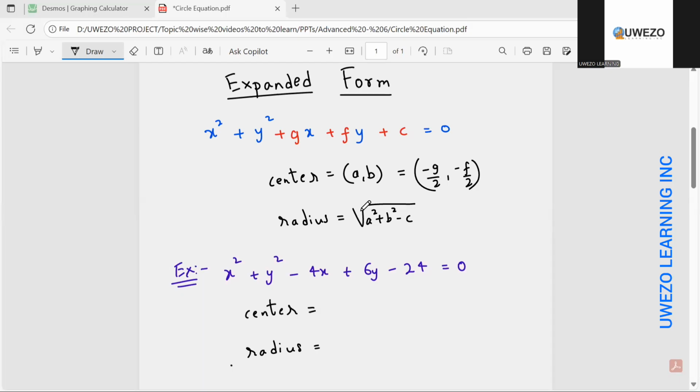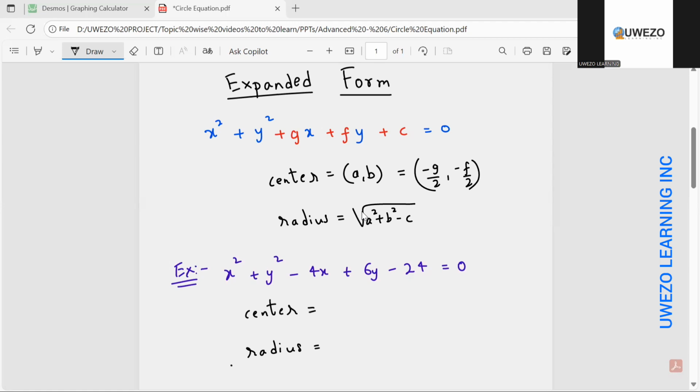Now, when the circle equation is in the expanded form, it would be x square plus y square plus gx plus fy plus c equals 0. Now, to get the center (a, b), we have to divide the x and y coefficients by negative 2. So the center would be (negative g by 2, negative f by 2). And now to get the radius, we square root the sum of the squares of the coordinates of the center minus the constant given in the equation.